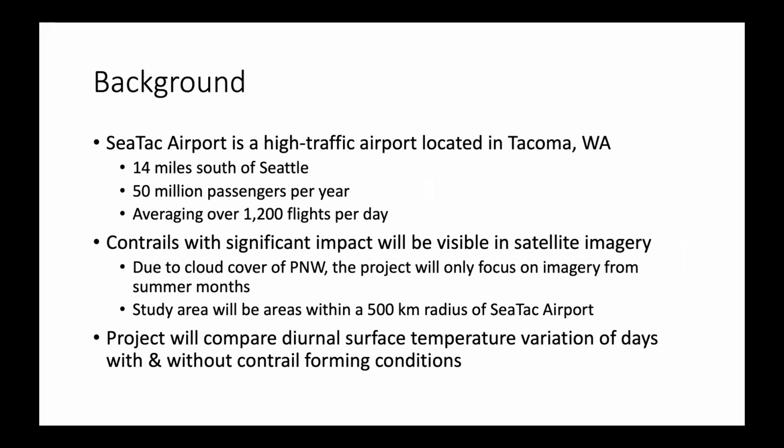And so then SeaTac Airport is my local airport. It's a high traffic airport in Tacoma, Washington. So it's 14 miles south of Seattle. It's very busy, 50 million passengers a year, 1,200 flights a day. And so we found that contrails with significant impact on surface temperatures will be visible in satellite imagery. But because of the cloud cover in my area, we're only going to look at imagery from the summer months when it's mostly pretty clear. Obviously, like in the fall, winter, spring in Seattle, it's pretty bad weather, it rains all the time.